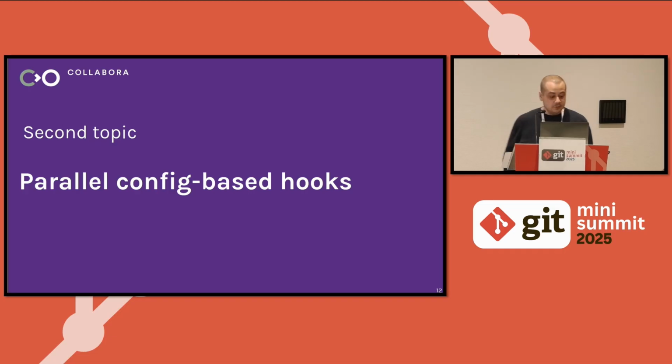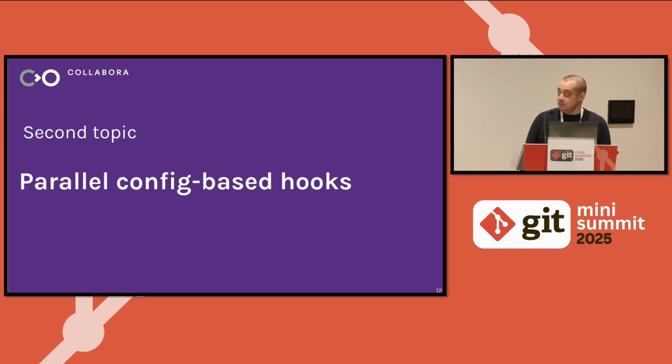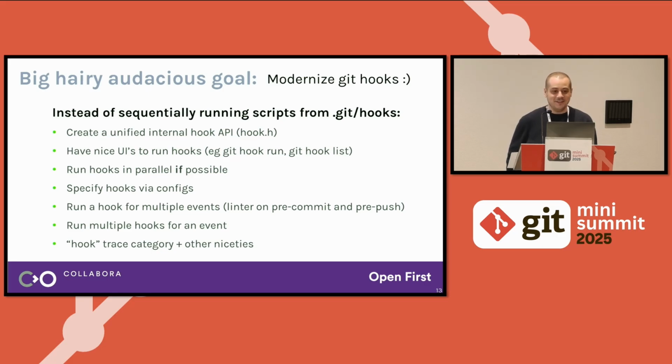Okay, going on to the next topic, which is big and complex, and I like to call it a big, hairy, audacious goal. This is from the book Built to Last. So it's about modernizing Git hooks, right? We want to add new features to Git hooks. We want to have a unified internal API for hooks, which already exists and has landed. It's hook.h and hook.c in Git.